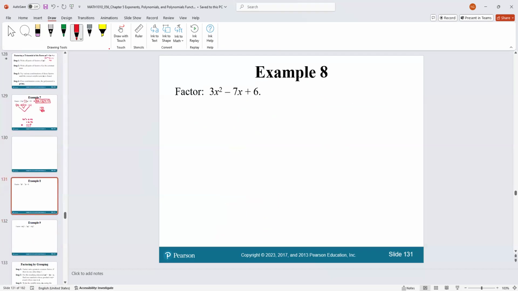Next, if you have 3x squared, the only way you can write 3x squared is 3x times x, right? Because 3 is prime. And 6 can be written either 2 times 3 or 1 times 6. Now, 3x times x gives you 3x. So how can we write 6 in order to obtain negative 7 in the middle? For 6 we would need to use two negative numbers to obtain a positive 6, and because when we add we're going to obtain a negative, we're going to use negative.